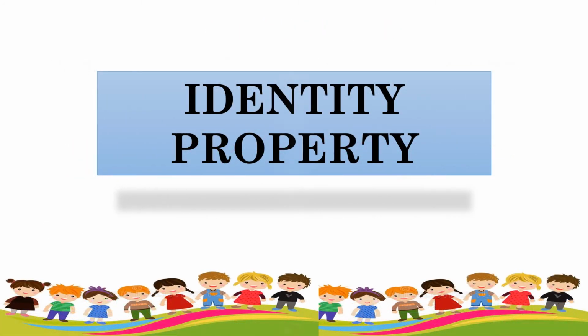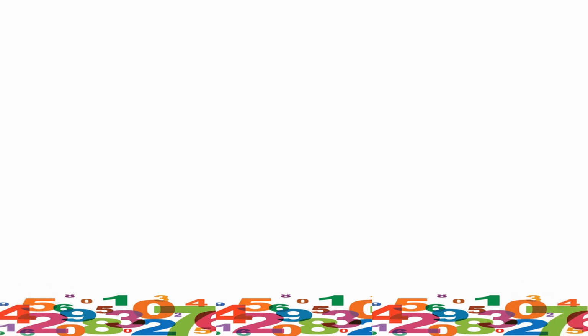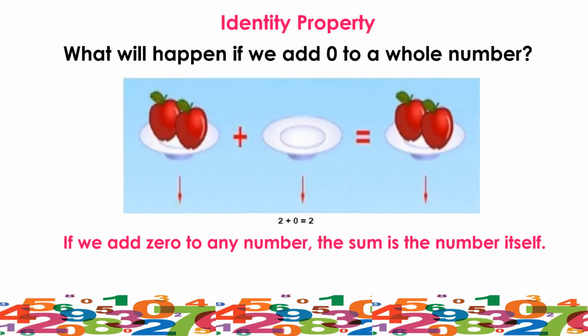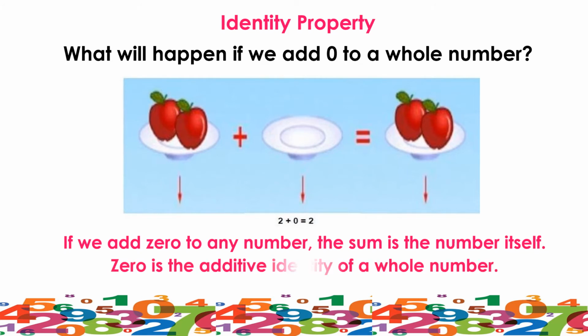Identity property. What will happen if we add 0 to a whole number? If we add 0 to any number, the sum is the number itself. 0 is the additive identity of whole numbers. Let's check if 0 is also the additive identity of integers.